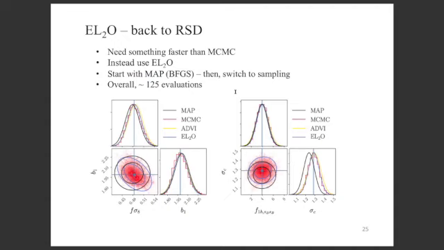So back to the RSD example. If we use MCMC, then it takes about 10 to the 5 calls to converge. And we have to start from the place where the MAP converges, and otherwise it never converges. Now instead we use LO: we start with MAP, and then we switch to sampling from the Q model, and then gradually increase the number of samples. Overall, we need only a total of 125 likelihood evaluations. And we find that LO gets the MCMC posterior quite accurately.